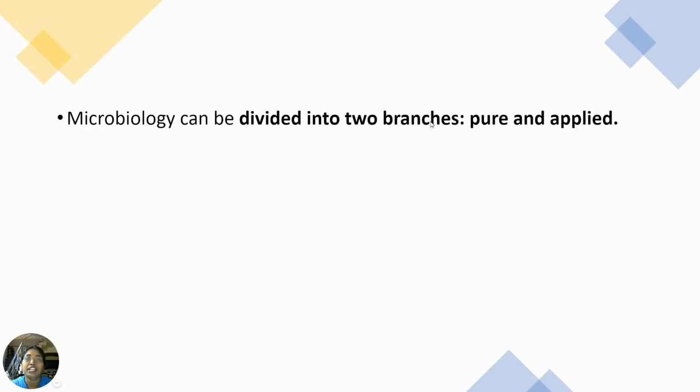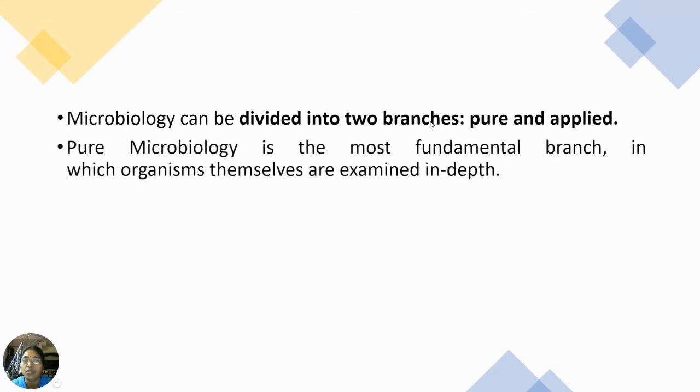Microbiology can be divided into two branches, known as pure microbiology and applied microbiology. What is meant by pure microbiology? In pure microbiology, we study only the specific microorganisms and their characteristics. Pure microbiology is the most fundamental branch, in which organisms themselves are examined in depth.